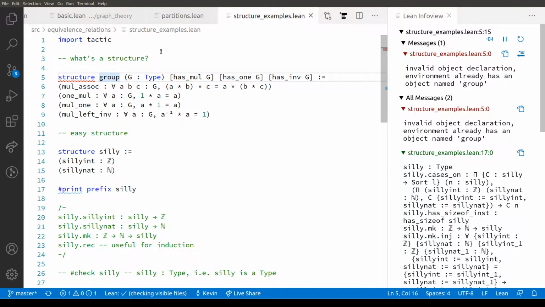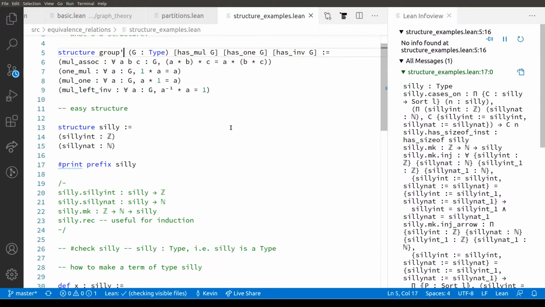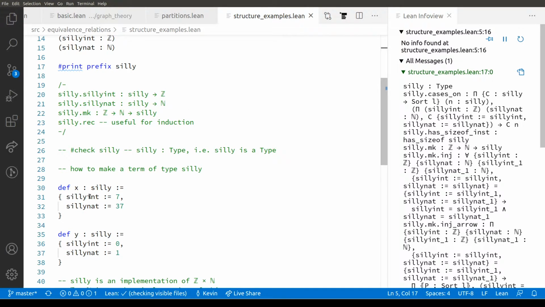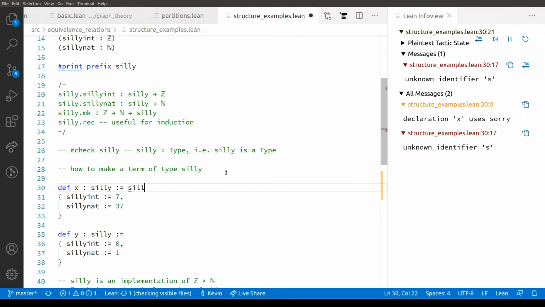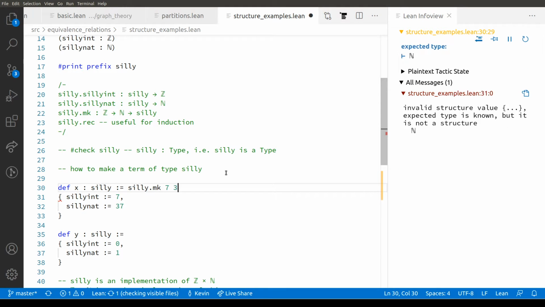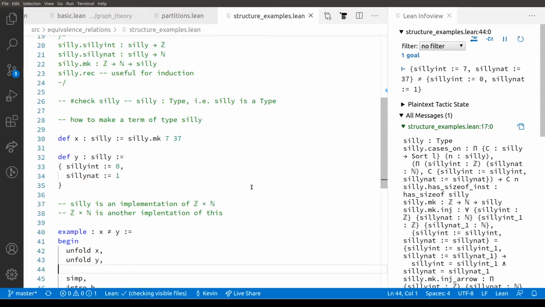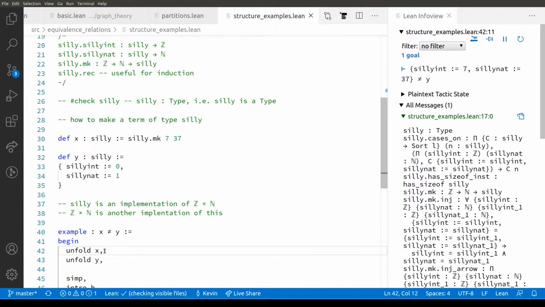And this group is now broken because the moment I import tactic, we already have Lean's groups, and we don't really want Lean's groups. So those are some things, and in fact we're using them here, right? We use silly.mk. We could do it like this: silly.mk 7 37. That's exactly the same definition of silly, and you see this proof still works. If I unfold X, I still get exactly that. I've defined this term of type silly in a completely different way, but the int is 7 and the nat is 37.